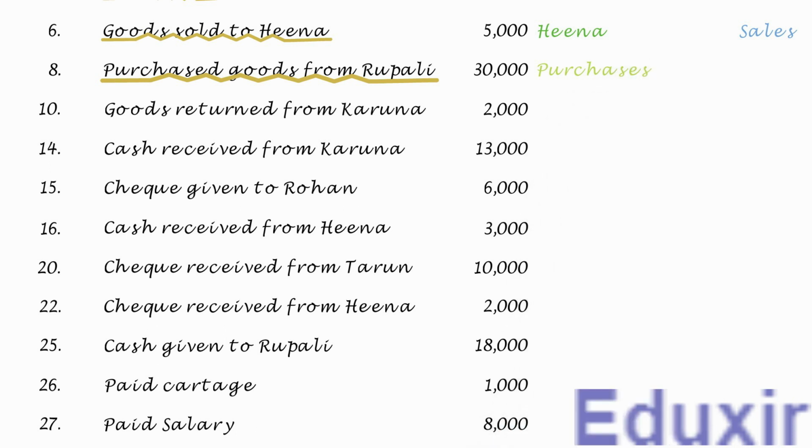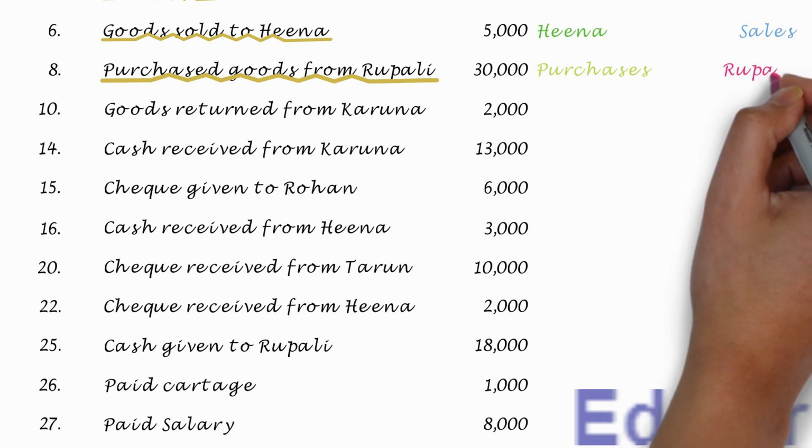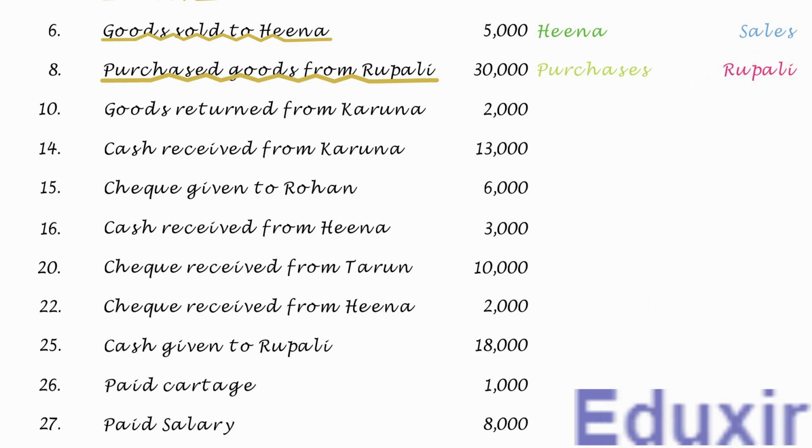At the same time, as these goods are purchased on credit from Rupali, Rupali becomes the creditor of the business. In other words, the business liability to pay the creditor Rupali is increasing. The rule to record an increase in the liability is to credit the corresponding liabilities account. In this case, the creditor Rupali account should be credited. With this analysis at our disposal, let us proceed with the generalizing of this transaction.